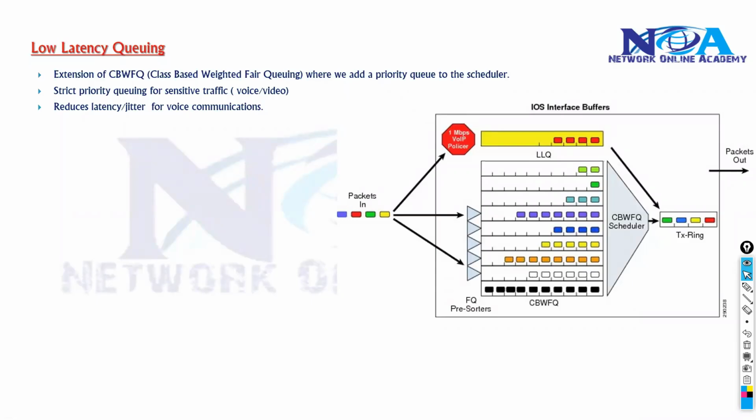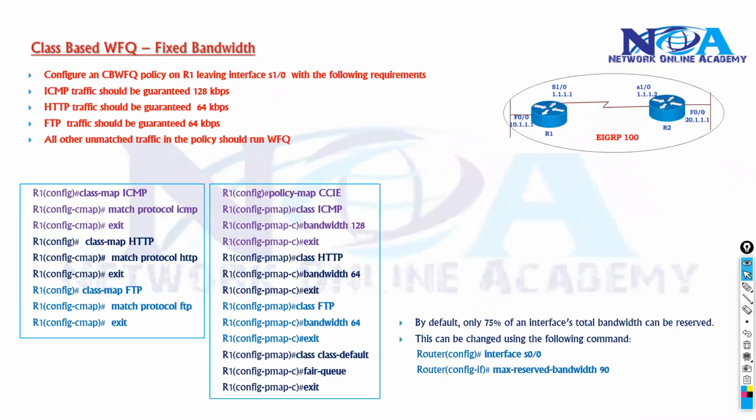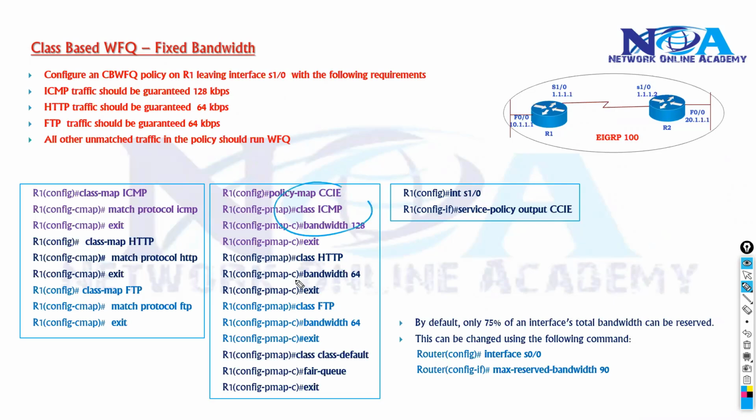Now, the last option in congestion management is something called low latency queuing. One of the issues with the previous one: if you remember, in the previous section we used class-based weighted fair queuing. The good thing about class-based weighted fair queuing is that it allows you to define some minimum guaranteed bandwidth at the time of congestion. That is a good thing.